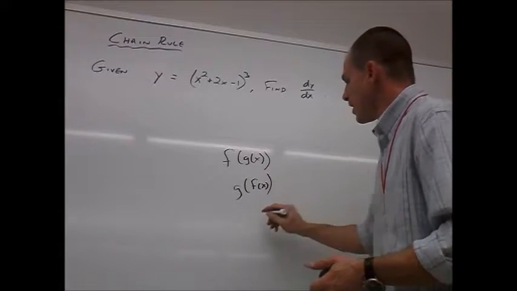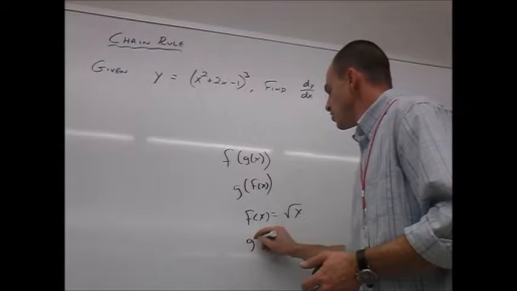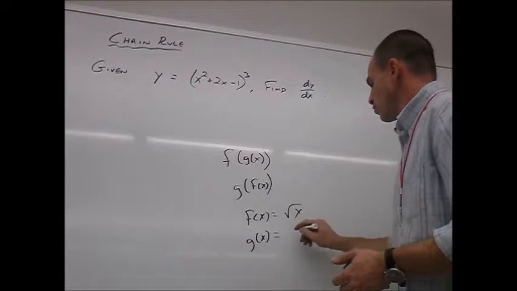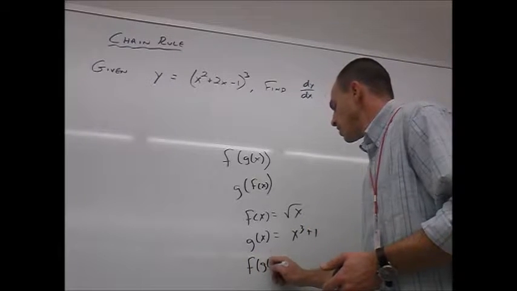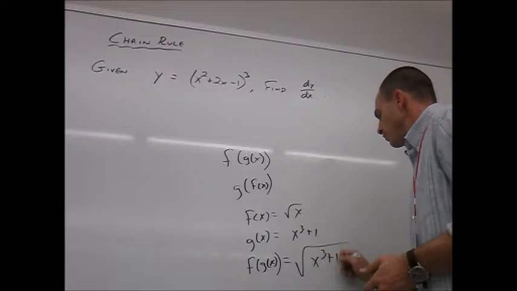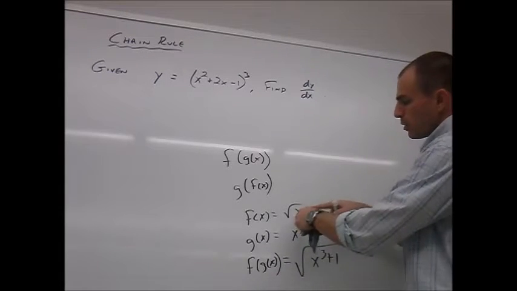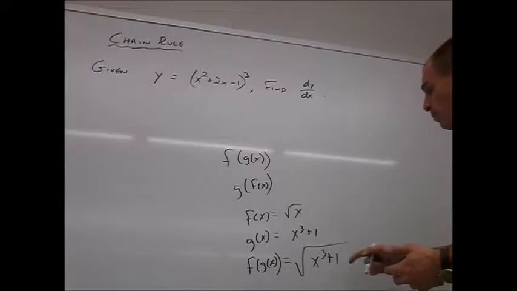So for example, if f of x was equal to the square root of x and g of x was equal to x cubed plus 1, then f of g of x would be the square root of x cubed plus 1. We literally took g and plugged it in for all the values of x that are in f. Okay, that's a composite function.